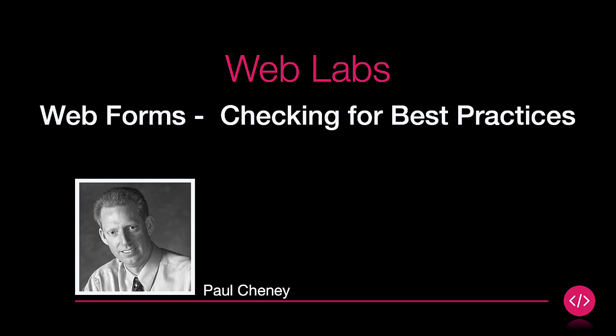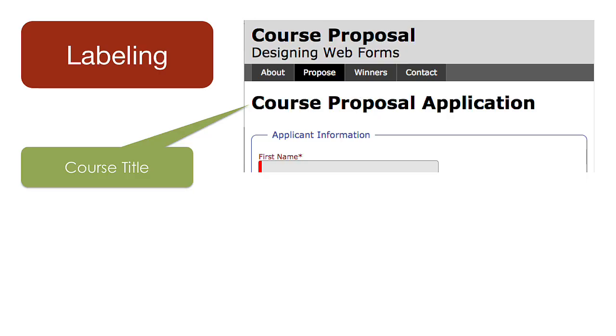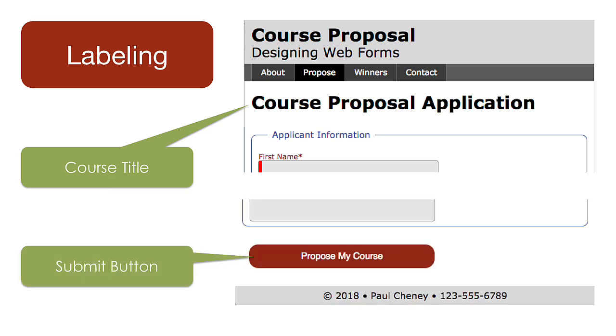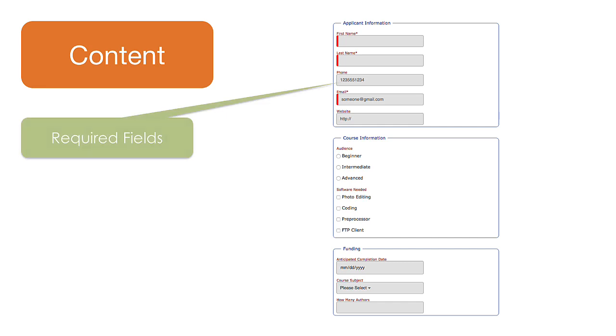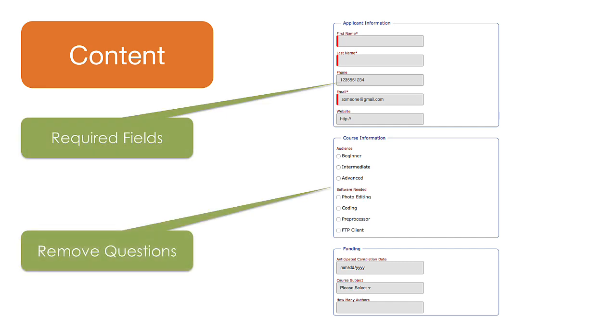Let's now take a look at our form and see how well it stacks up against our best practices. Our course title is descriptive, and the submit button does not say submit. We have identified all the required fields. All fields are related to proposing a new course. We're not asking for anything extraneous.